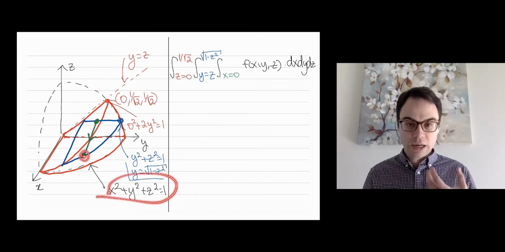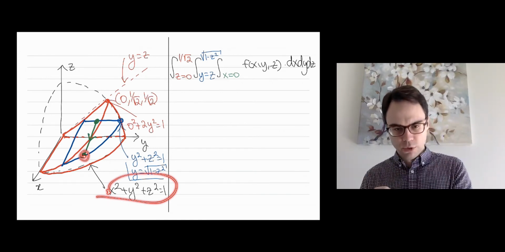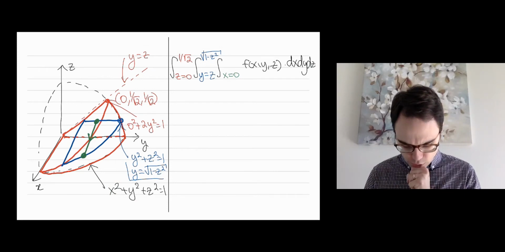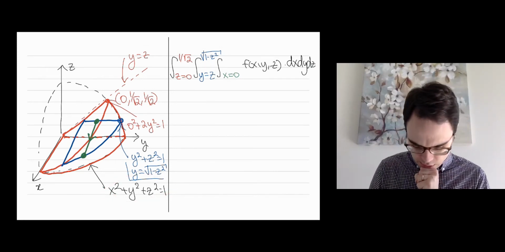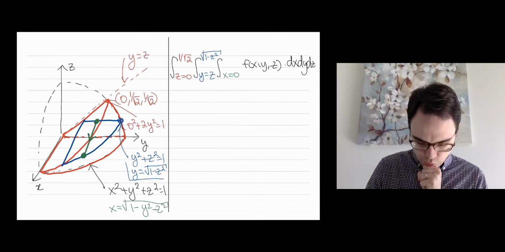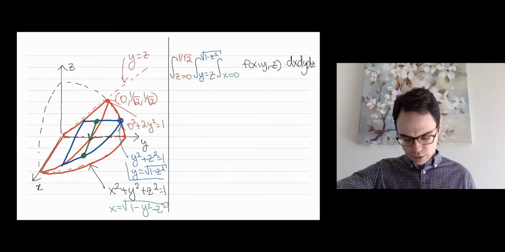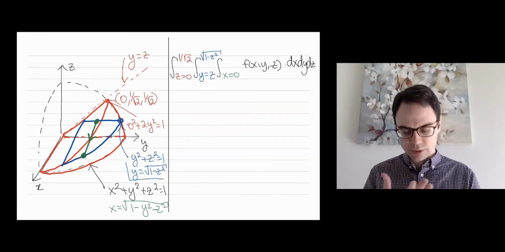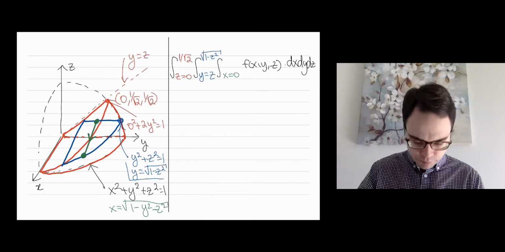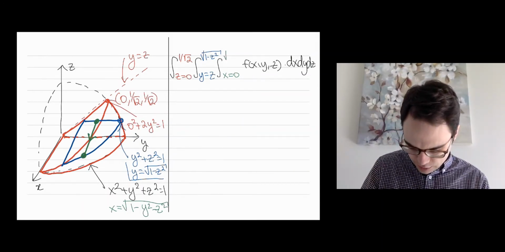I know that y and z are fixed on this green segment, so I can express x in terms of those two. So if I just rewrite this, I get that x is the root of 1 minus y squared minus z squared. So that's true on the whole sphere, the whole right hemisphere. So it's true at this point in particular, and I can just use that as my upper bound.